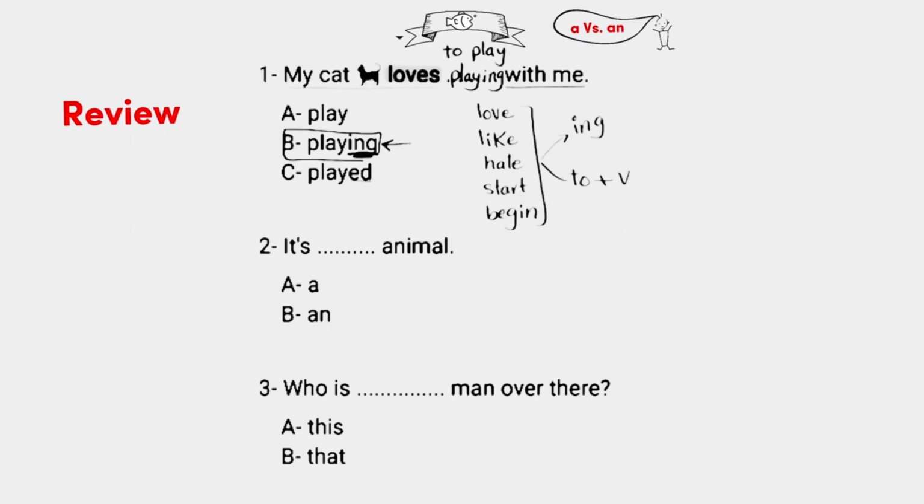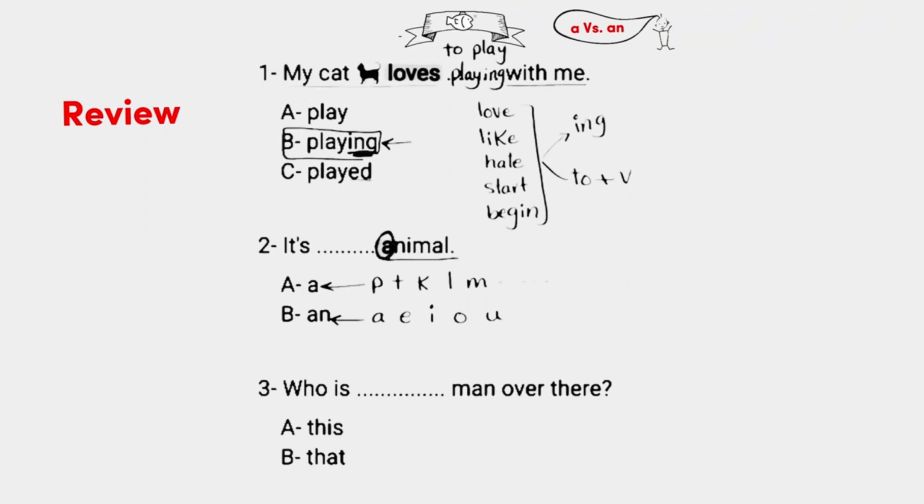It's blank animal. A or an? Well, you need to look at the first sound here. If it's a vowel sound, a, e, i, o, u, use an. If it's a consonant sound, I mean any other sound, like p, t, k, l, m, etc., then use a. Here we have a vowel sound, and with a vowel sound we use an. It's an animal. So we use an with vowel sounds. We say an elephant, an orange, but we say a mango.